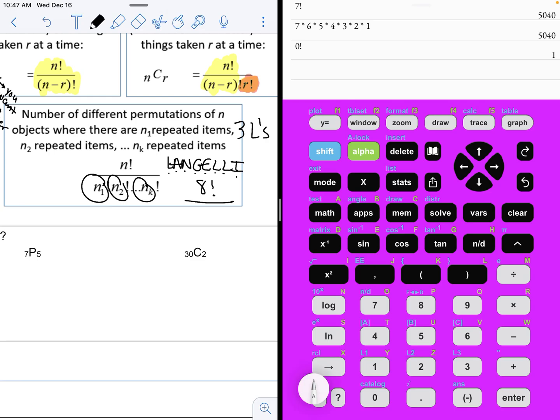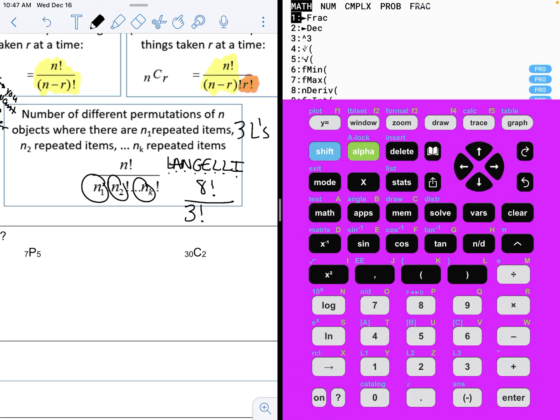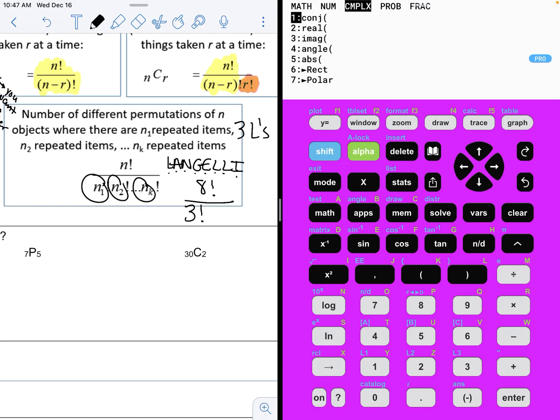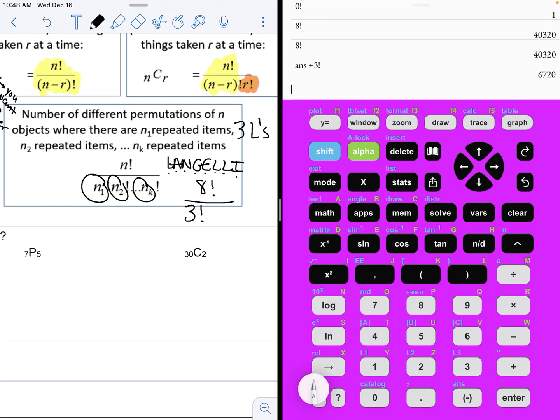So even though you're arranging them, you're going to have a repeat, because if the second and the third L switch, it's still the same arrangement. So you do 3 factorial because there are 3 L's that repeat. And what else do I have? I only have 1 A, 1 N, 1 G, 1 E, 1 I. So this is how you would solve it. You would do 8 factorial divided by 3 factorial. And so there are 6,720 different arrangements of the letters in my last name.